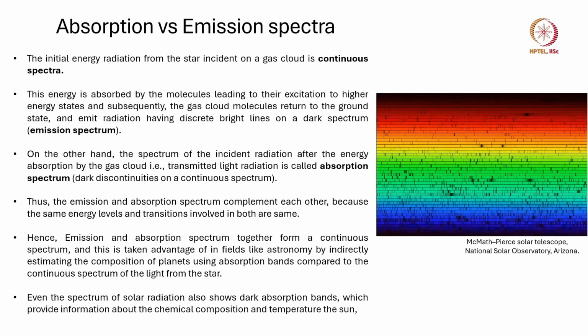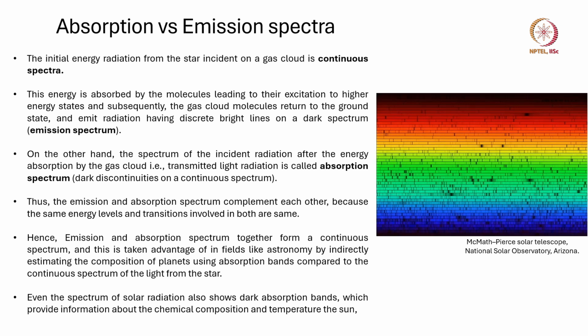Thus, to summarize, the initial energy radiation that is directly coming from the star, which is incident on the gas cloud, initially has a continuous spectrum. However, when this radiation passes through the gas cloud, the energy is absorbed by the molecules inside the gas cloud, leading to the excitation of those molecules. Subsequently, the gas cloud molecules return to ground state and emit radiation having discrete bright lines on the dark spectrum. This is nothing but the emission spectrum corresponding to the molecules in the gas cloud.